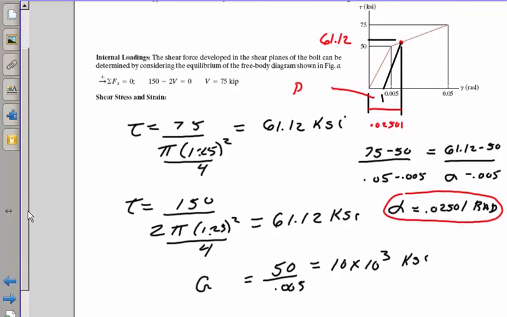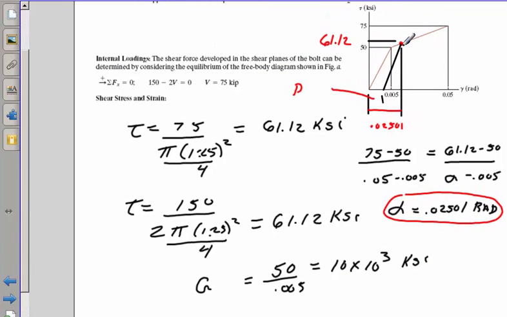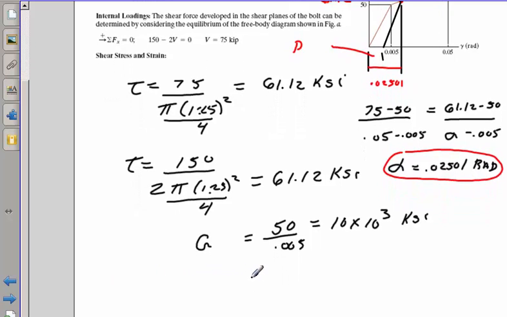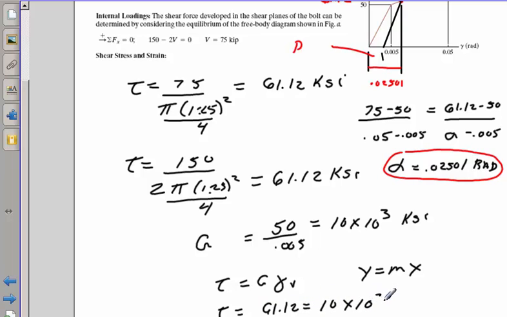Okay, so now I know what this value is here, so all I have to do really is try to find out what this is going to be right through here. So to do that, all I have to do is take my shear, set it equal to my slope times my shear strain. Again, all we're really doing is y equals mx, because for y equals mx plus b, b is 0, the y-intercept. So when you do that, that's going to give you your 61.12. Set that equal to the G value, which is going to be 10 times 10 to the third.